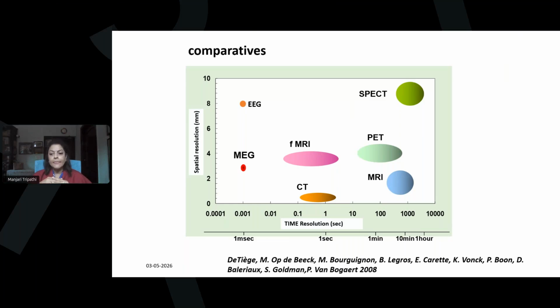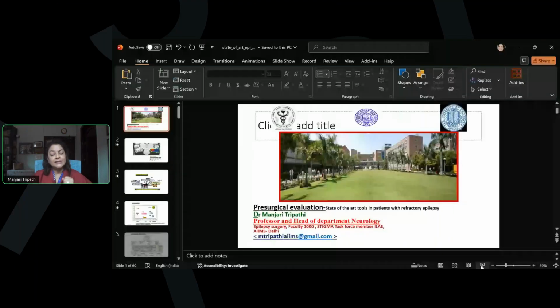But look at the MEG. The MEG has a very, very minuscule, very early temporal resolution, within a few milliseconds, as well as it gives us a spatial resolution because we co-register it with the MRI. So these various investigations form various timestamps in patients with complex networks.